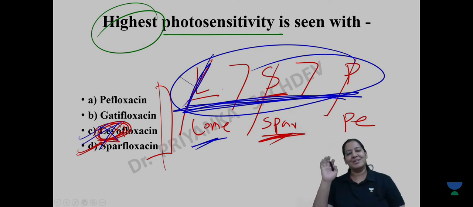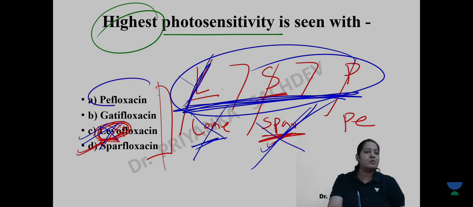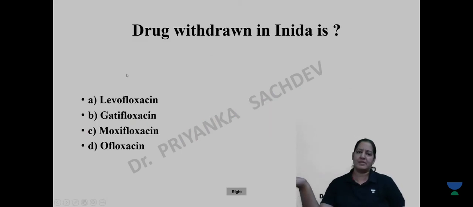You got my point. This is how we make mistakes. So please say the full forms again and again. Here LOME is not given, so go with SPAR. If SPAR is also not given, then P is given. अगर SPAR नहीं होता तो मैं P लगाती. So if SPAR is not in the option, I will go with P. That is the sequence because others are non-phototoxic.